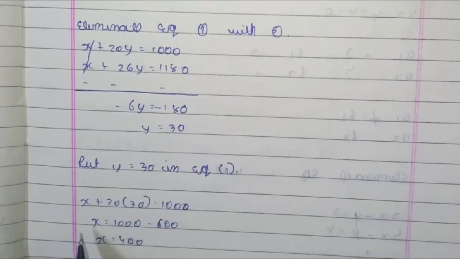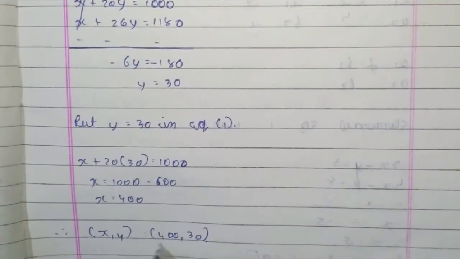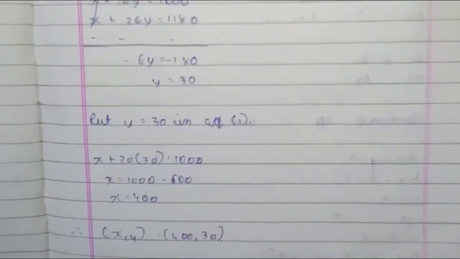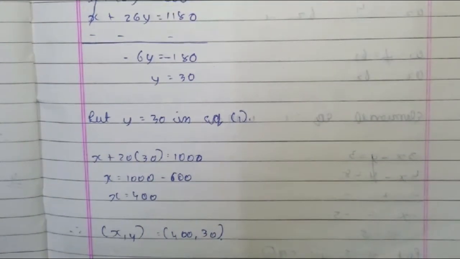Sorry, 600. 600 comes here. So x is equal to 1000 minus 600 is equal to 400. So our fixed charge is equal to 400 and our additional charge is equal to 30. Now students, you can understand the cross multiplication method as well as the elimination method. So now we have to start.